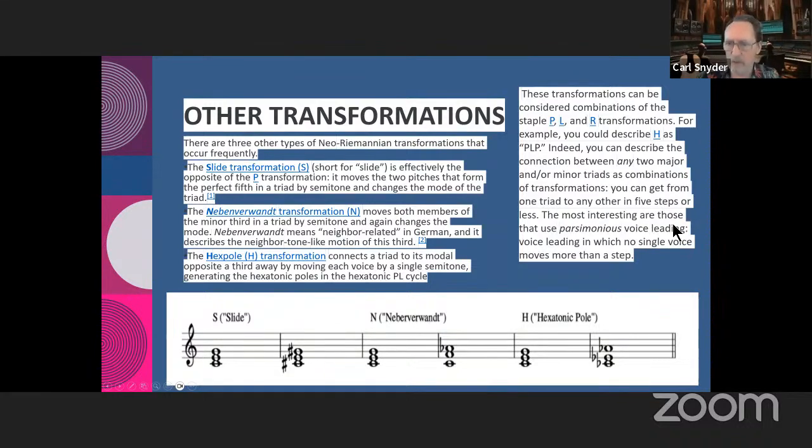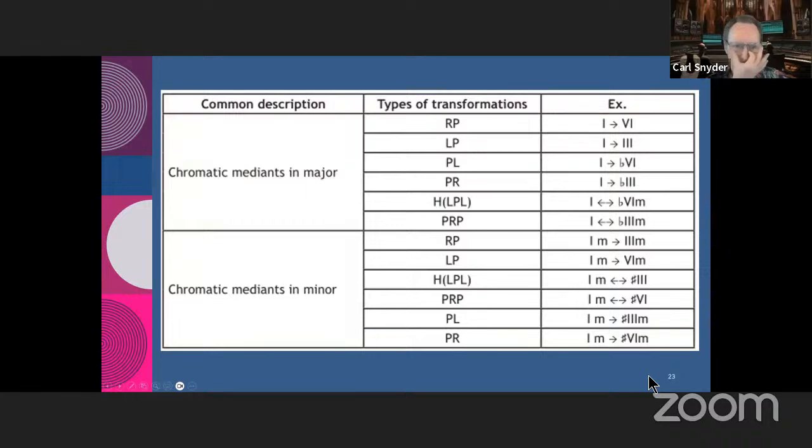The most interesting are those that use parsimonious voice leading in which no single voice moves more than a step. And here's a table of the chromatic mediants in major, what transformations you need to do to get from one to the next, or to your target. So 2 steps. Hexatonic, if you want to call it 3 steps, you can. It'll get you here. This PRP will get you here. And then in minor, a table for that as well. So that's there for your reference.